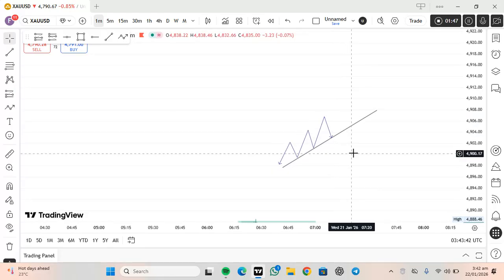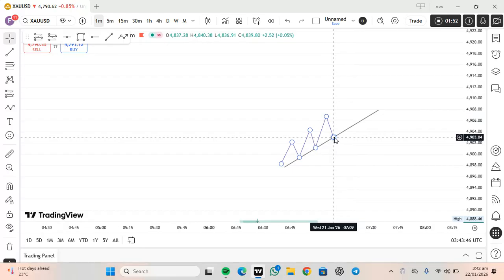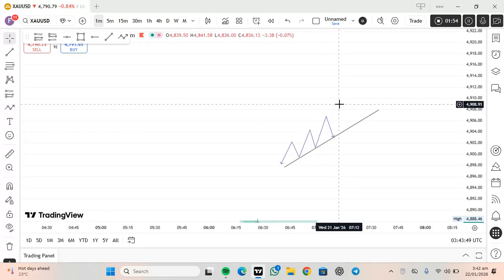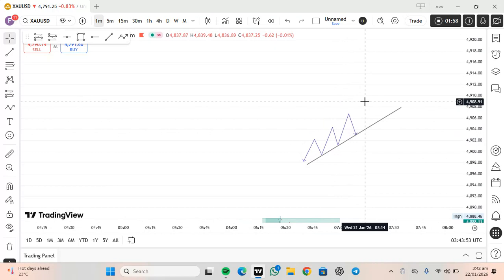So let's see, price hasn't yet created a higher high. Price has created this higher low, and you're expecting price to create another higher high because it's a bullish market. So what do you do? That's where the break and retest setup comes in.